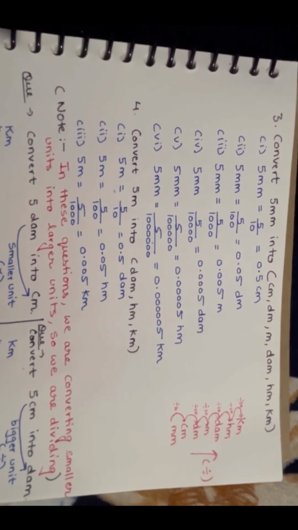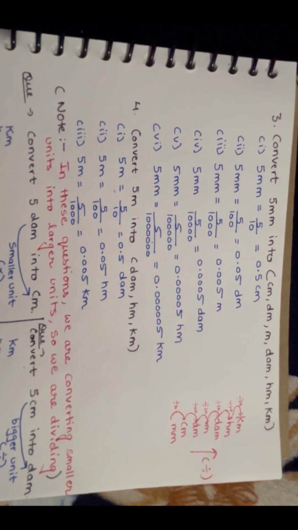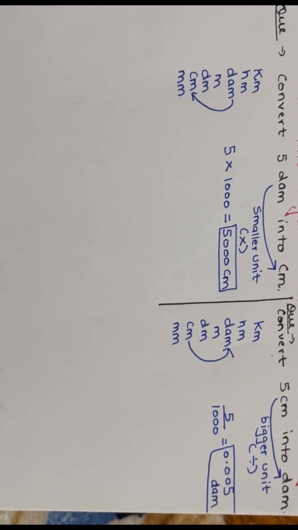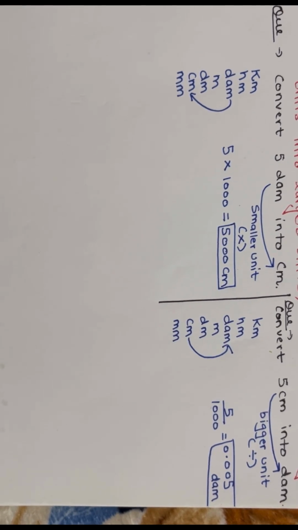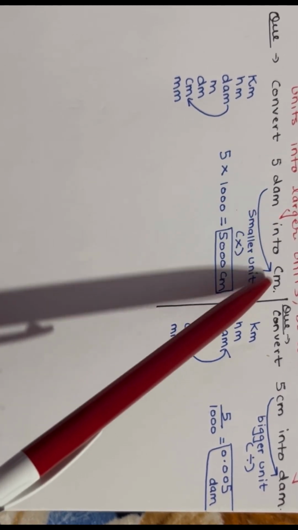Only you have to remember that whenever you are coming from upper side to lower side, multiply, and whenever you are going from lower side to upper side, just divide. So just look at the very left question. In this question, you are converting 5 decameter into centimeter. So you are converting a bigger unit into a smaller unit.